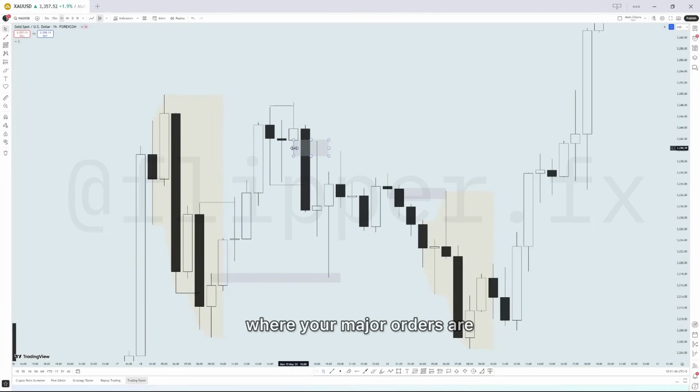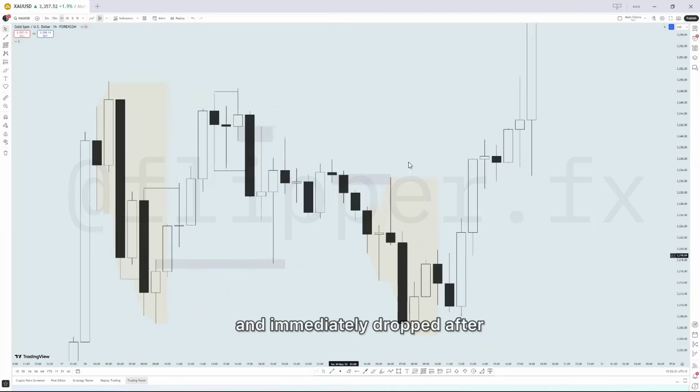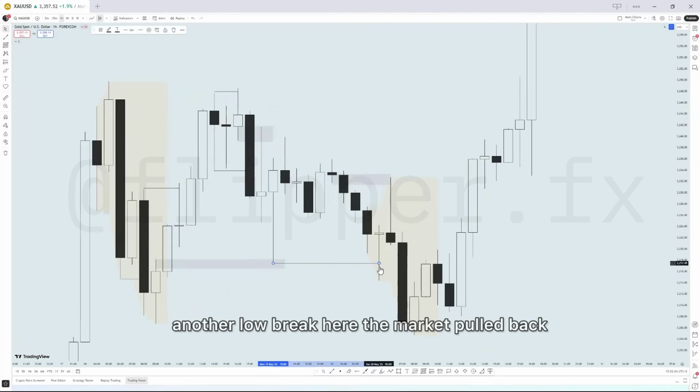This is the area where your major orders are, the orders that the market has to pick up. Some orders here still need to be mitigated. Now there's a wick above this candle and there's a wick below. But as we said earlier, our major focus will be on the downside wick. And in a bullish case, we focus on the upside wick. Here the market came in, tapped this area and immediately dropped. After that, if we look at the next area, there was another low break here.